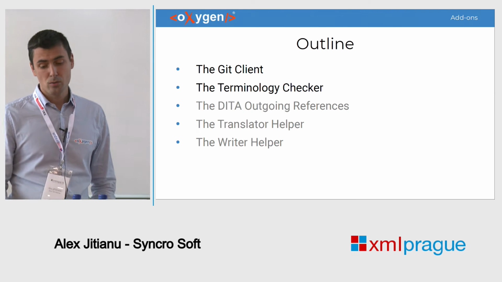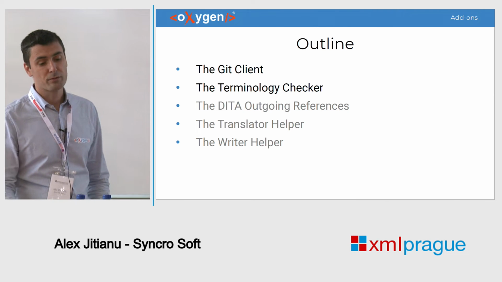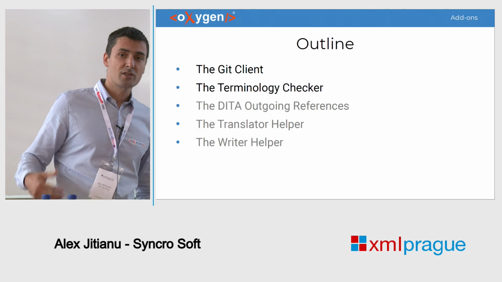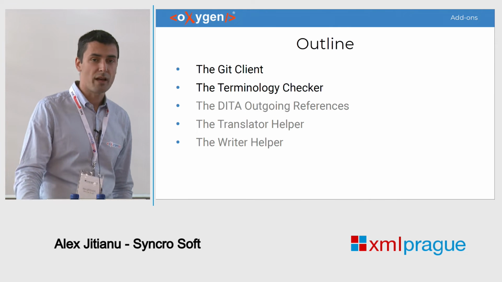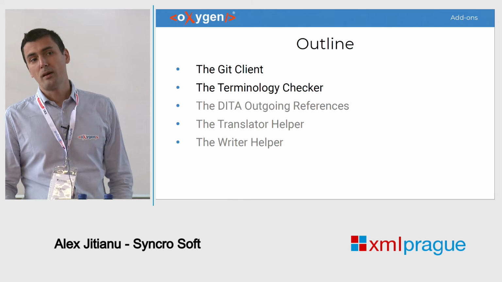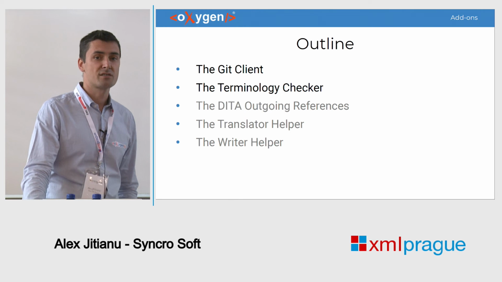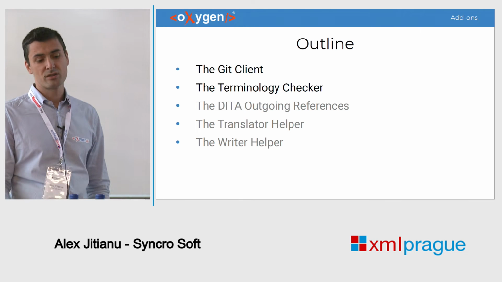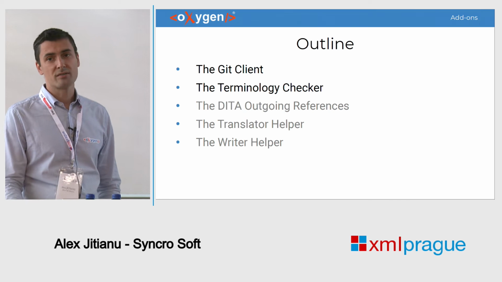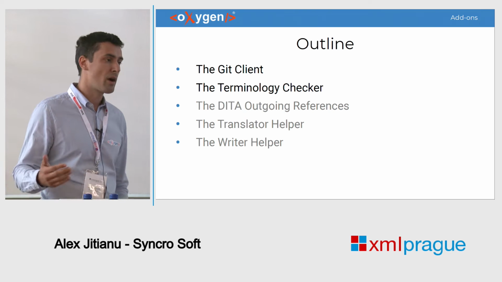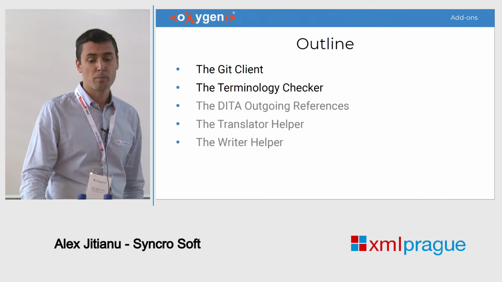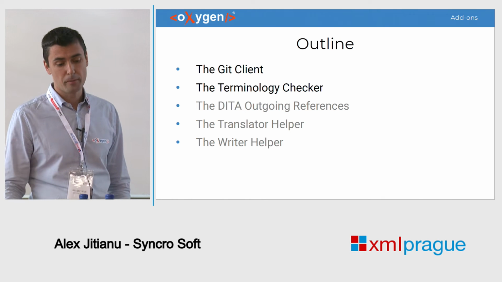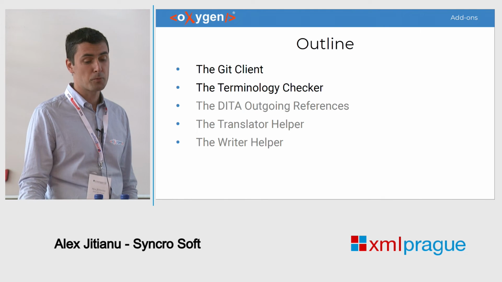So 10 years ago, when I came to XMLPrague for the first time, there was a lot of requests from you guys to create a Git client in Oxygen. Back then, we didn't see it as a priority. There were other full-fledged Git clients out there. It would have required a lot of work from our part to have something at the same level of support.